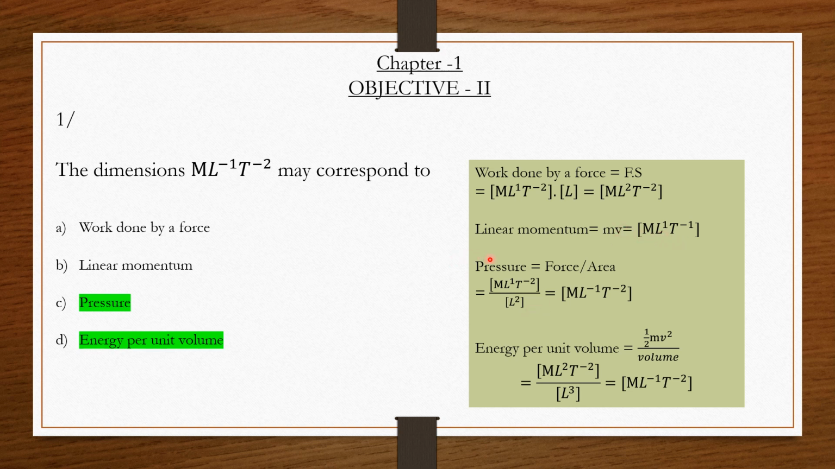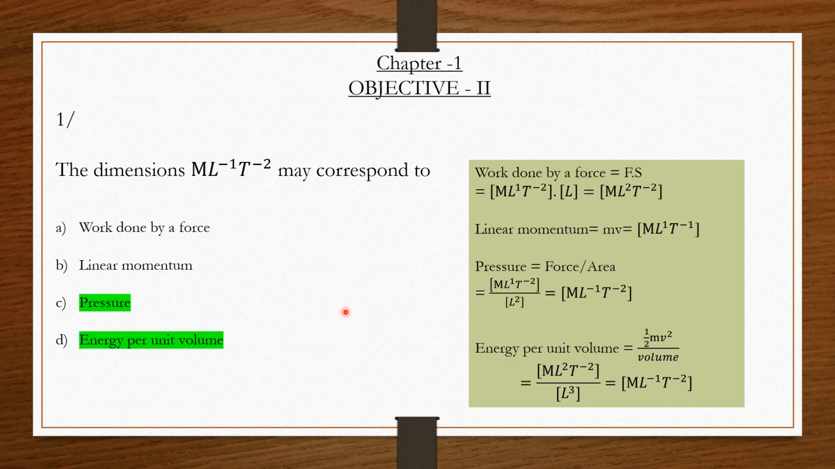Then pressure, we know that pressure is force per unit area, and force is equal to M L T minus 2, and for area the dimension is L2. So here the pressure will be M L minus 1 T minus 2. So this matches this dimension, so here pressure will be our first answer.